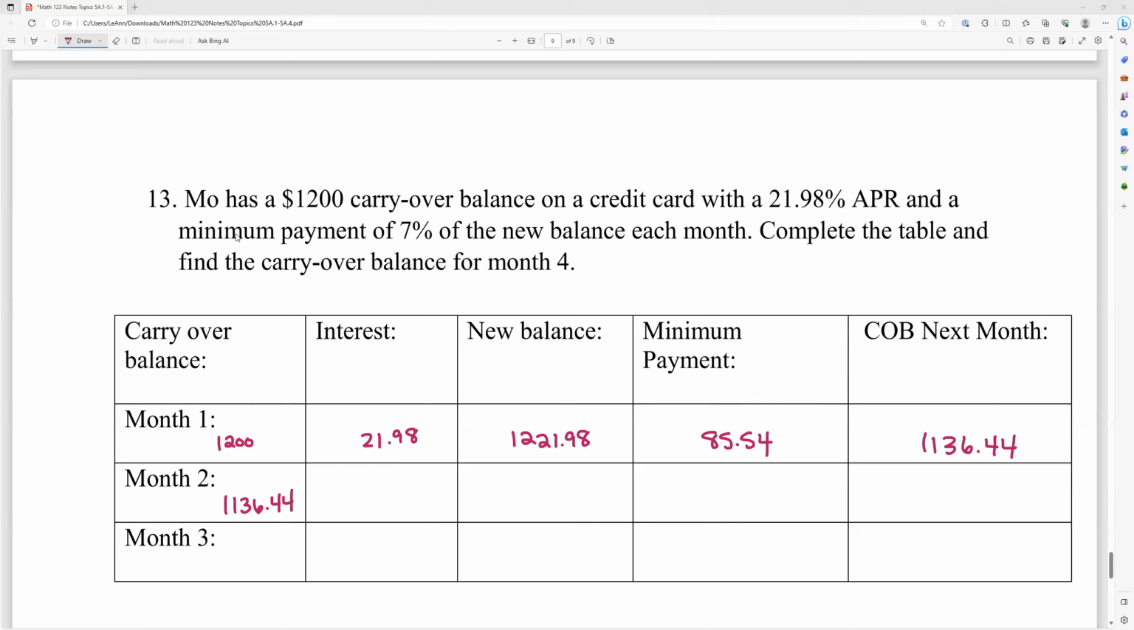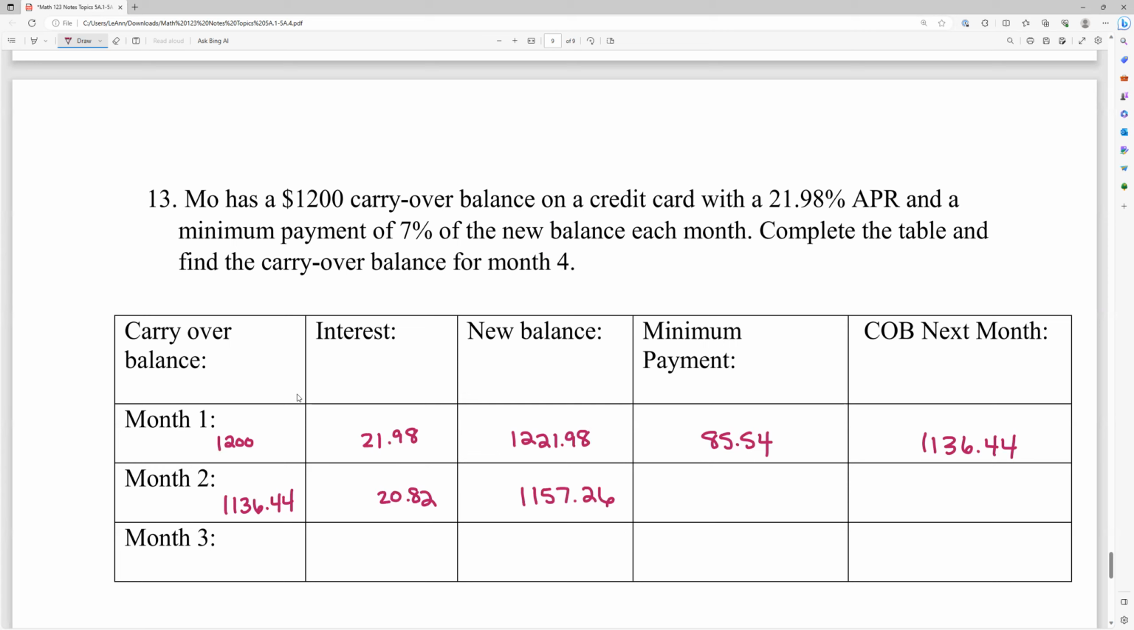Then we're going to times that by the interest rate, 0.2198. Make that a monthly rate by dividing it by 12. And that's going to be $20.82 when we round it. We're going to add 20.82 to our previous carryover balance. So 1136.44. That's 1157.26.